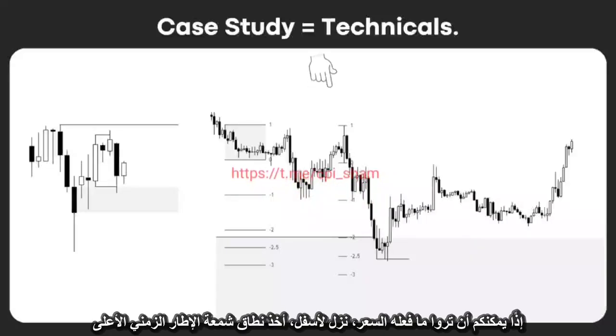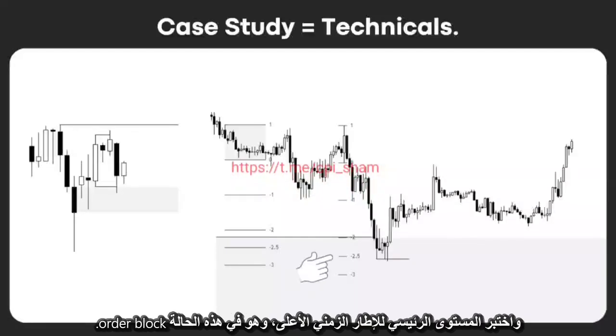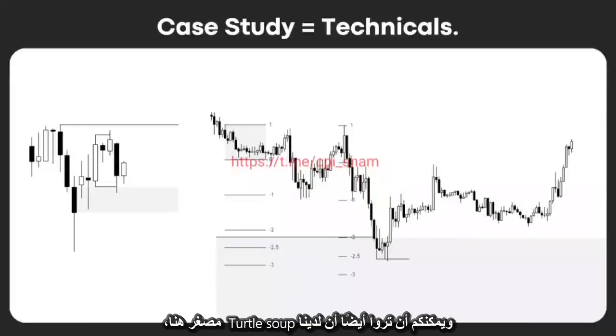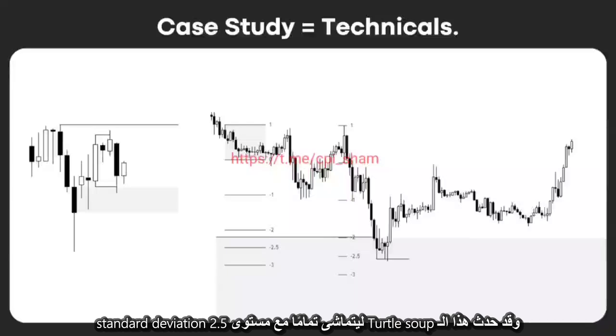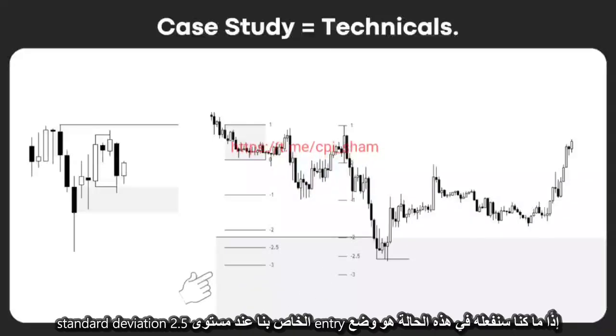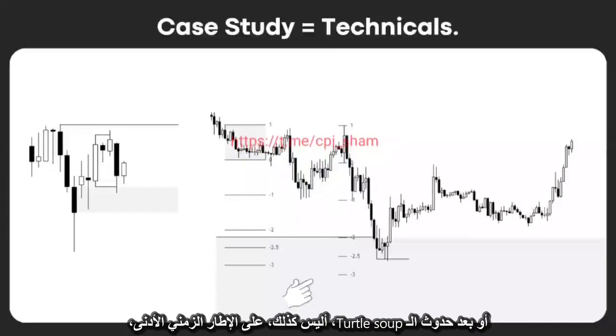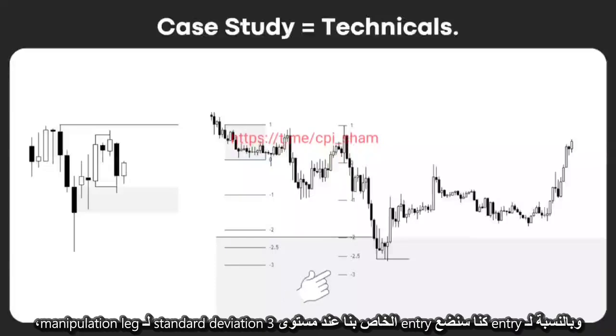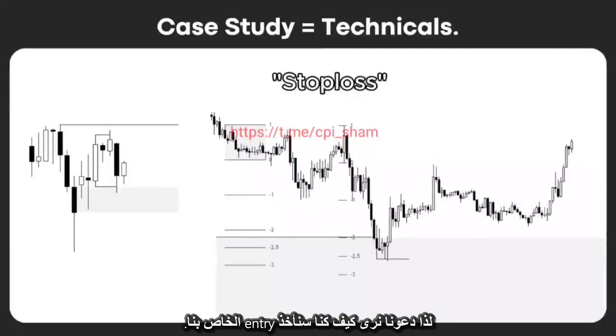So you can see what price did: it came down lower, took out the higher time frame candle range and tested the higher time frame key level, which in this case is the order block. You can also see we had this mini turtle soup right here, and that turtle soup happened to perfectly align with the 2.5 standard deviation level of the manipulation leg, and also with the 3 standard deviation level of the Asian range. So what we would have done in this case is put our entry at the 2.5 standard deviation level, or after the turtle soup happened on the lower time frame.